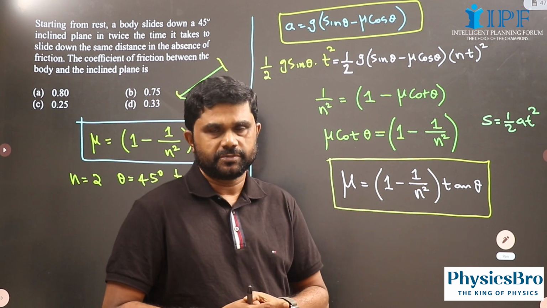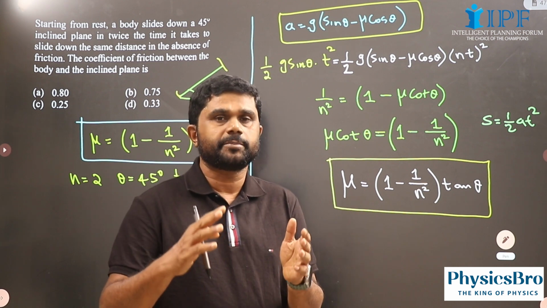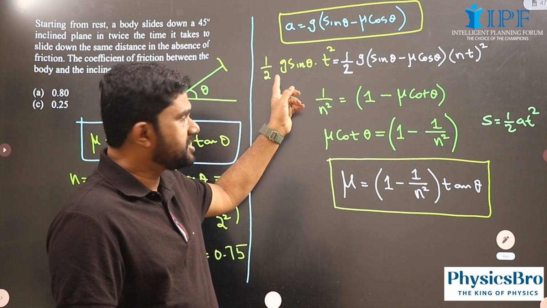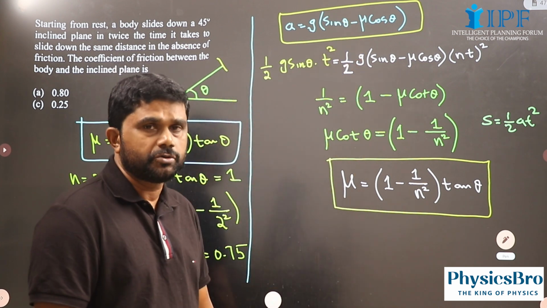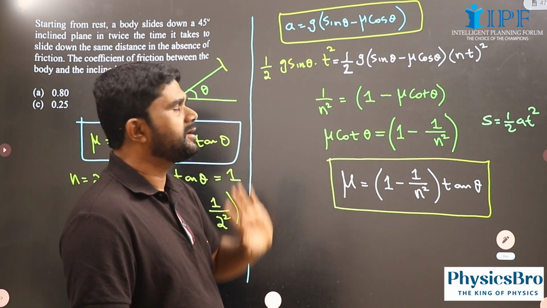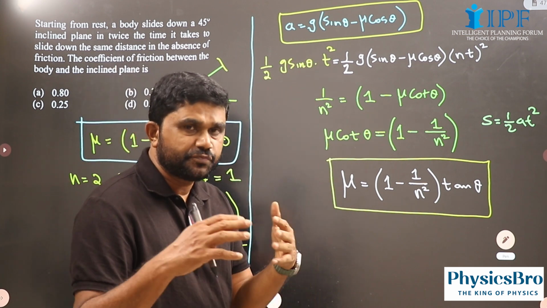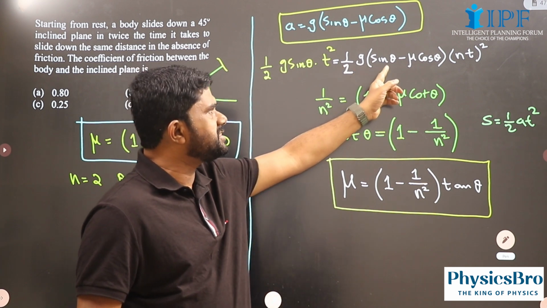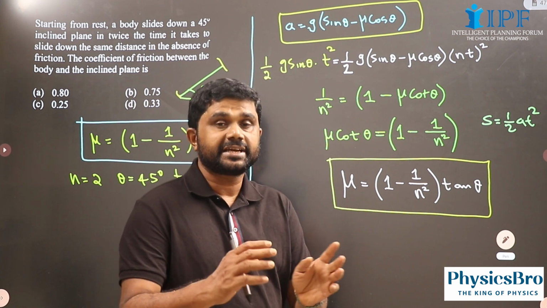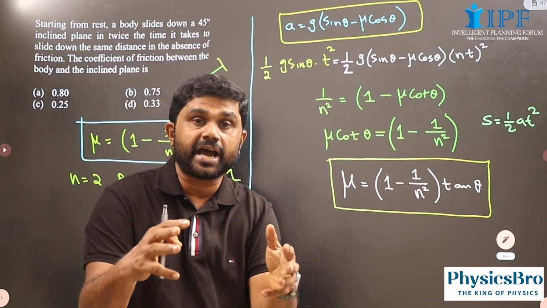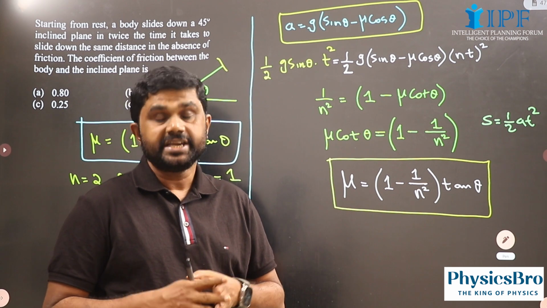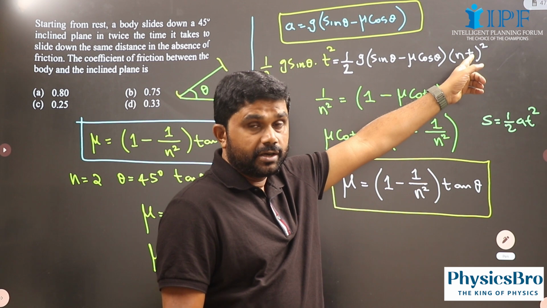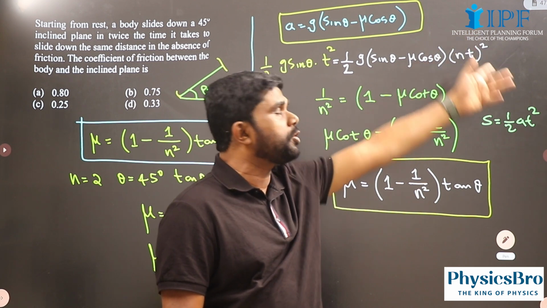Let's take the first case, without friction. Suppose the time taken by the body to slide down the incline is t. Then half, the acceleration without friction you will get by putting mu equal to 0, so it will be g sin theta, and t square. In the second case, with friction, the displacement is the same as before, and half. The acceleration is different, g sin theta minus mu cos theta, and the time is n times that required in the absence of friction. So the time will be nt. Here we require the square of the time, so it will be (nt) whole square.